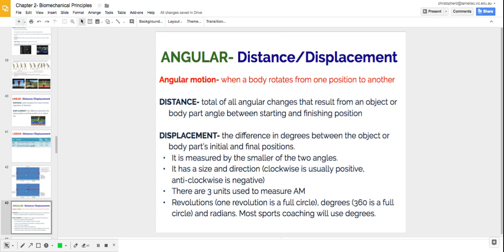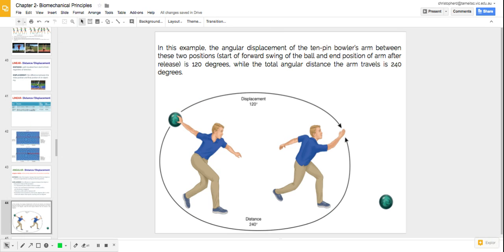The same as displacement is the difference in degrees between an object's or body part's initial and final positions. So it's measured by the smaller of the two angles. And it usually has a size and direction. It's usually measured in degrees and radians, but we will use degrees for this example.